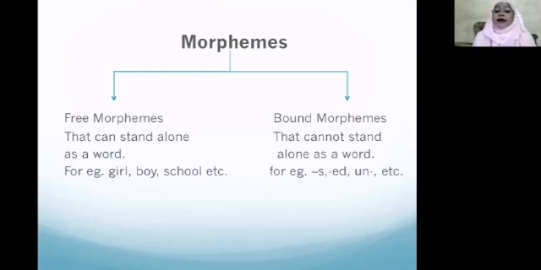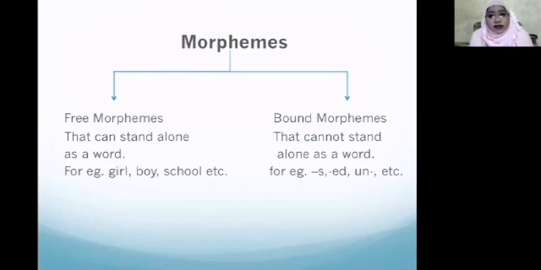So S doesn't have any meaning alone. If I say only S, no. But if this S is attached to any noun, it makes the noun plural. So we call it plural morpheme, right? The same way ED. Alone, ED doesn't have any meaning, but it has to be attached to a free morpheme in order to give some sense. When ED is attached to help or any other verb, it makes the verb past tense, right?